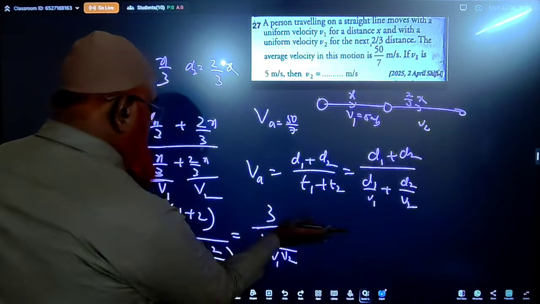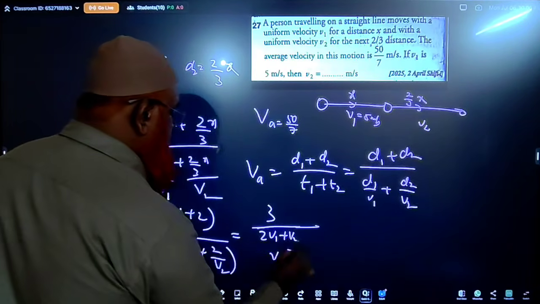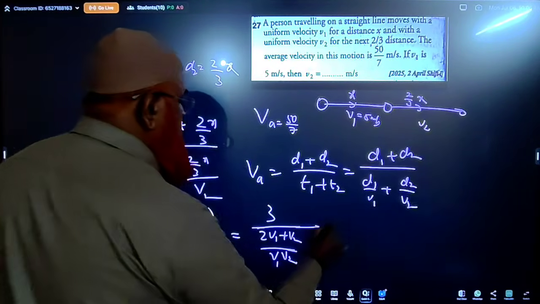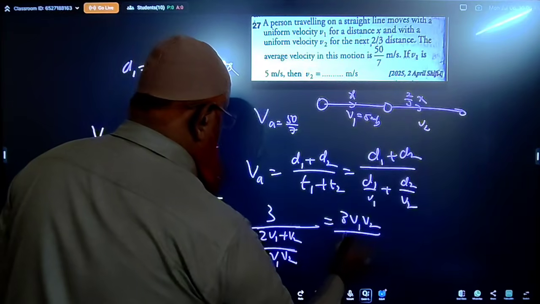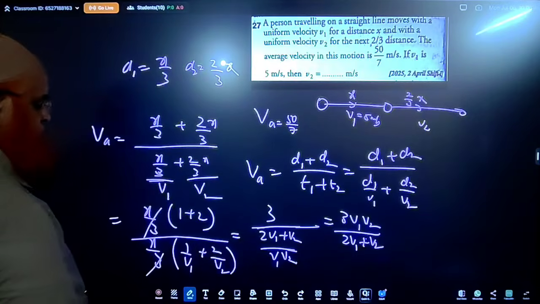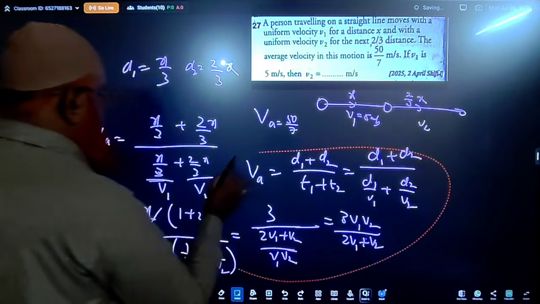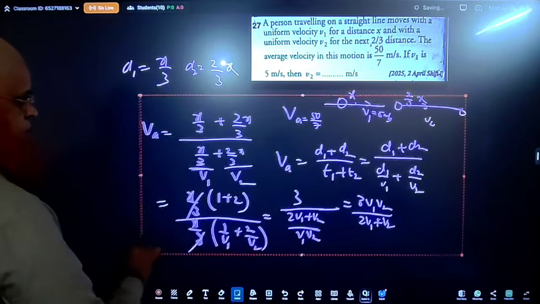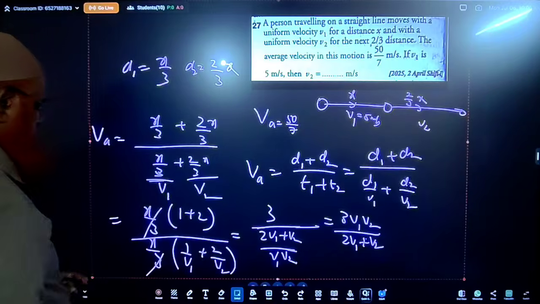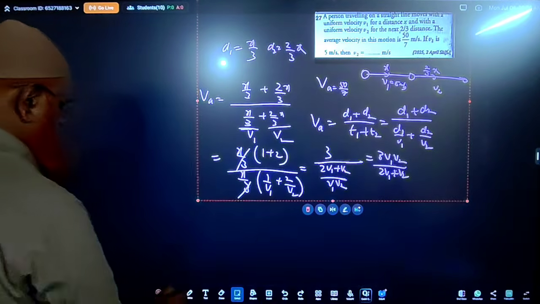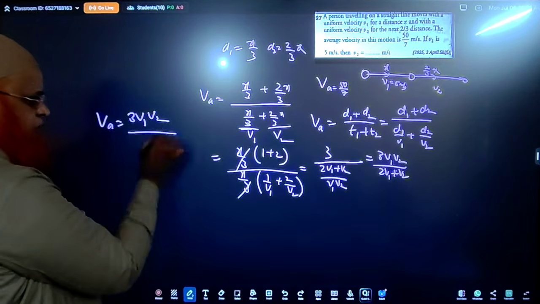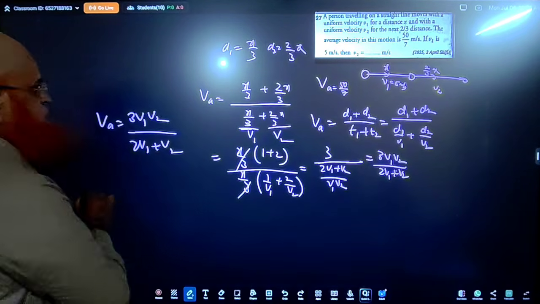Because of cross multiplication, it comes as 2v1 plus v2, with 2v1 first in order. So your formula is 3v1 v2 by 2v1 plus v2. So this is the formula you're getting now. Once you get this as the formula, the V average formula is ready: 3v1 v2 by 2v1 plus v2.